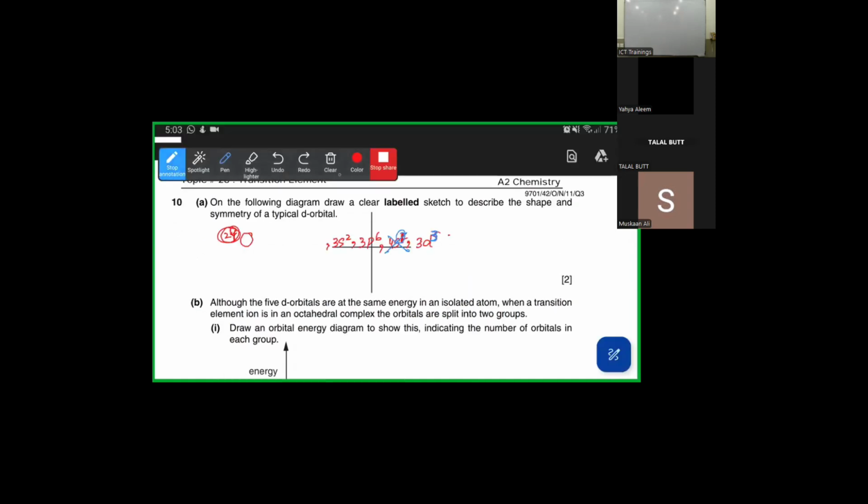Have a look up here at the d orbitals we have discussed. He's asking on the following diagram: draw a clear labelled diagram to describe the shape and symmetry of a typical d block orbital. So this is the y-axis. First of all, you should draw x, y, and z. This is the x-axis and this is the y-axis. So this is called dx square minus y square.